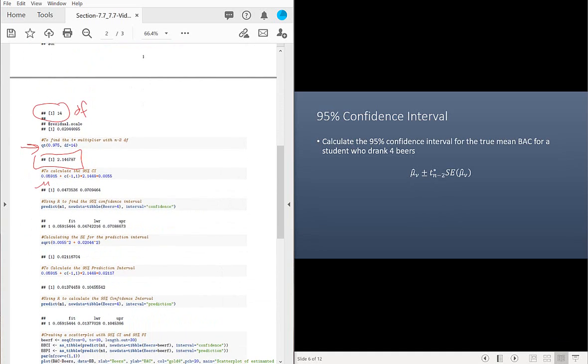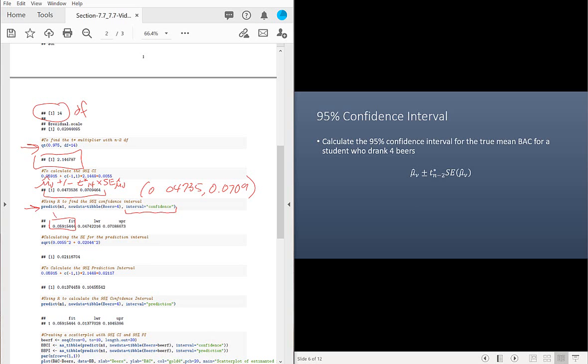Putting this all together, we have our estimate plus or minus the t star multiplier with 14 degrees of freedom times the standard error. And this gives us our 95% confidence interval, 0.04735 to 0.0709. We can also use this code here to get the same confidence interval. Notice we use interval equals confidence to get the confidence interval for the predicted true average blood alcohol content for a student who drinks 4 beers.